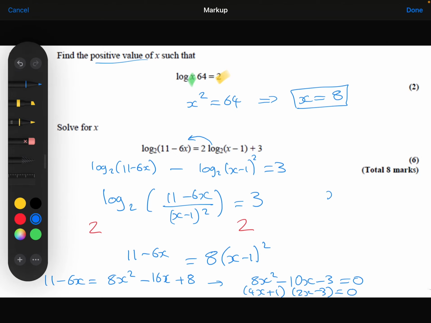So I get two solutions. Either x is minus a quarter from this first bracket, or x is equal to 3 over 2 from the second bracket.